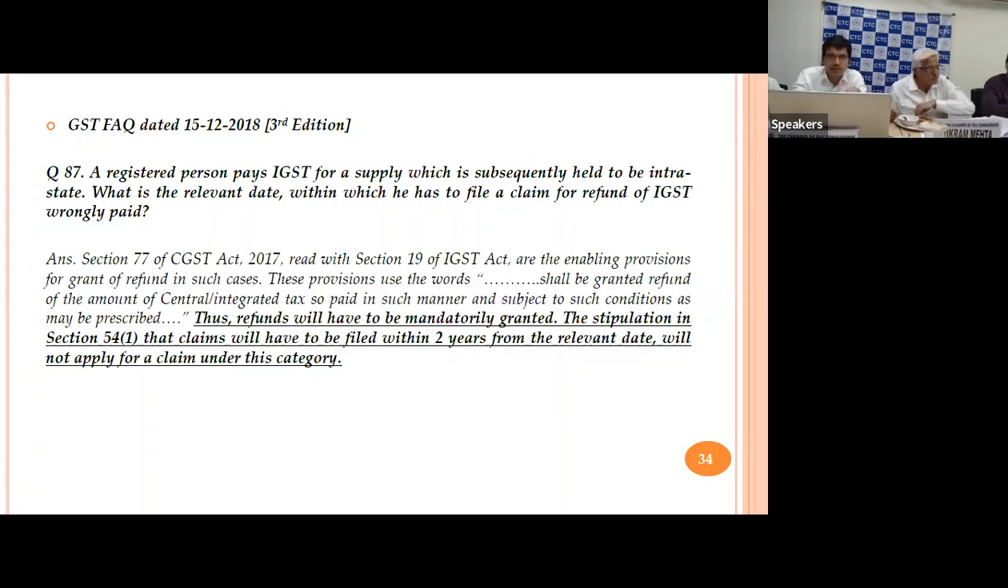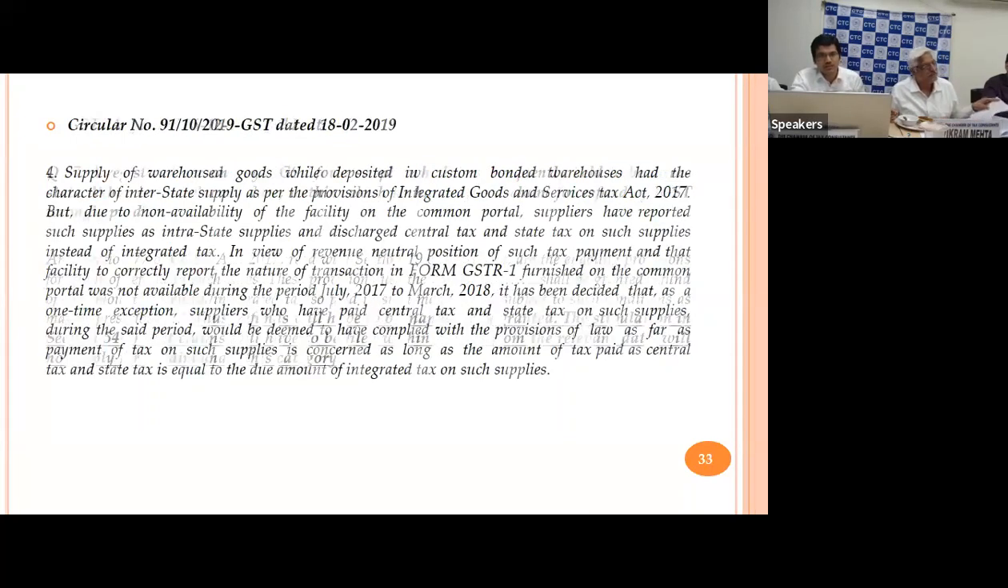There is one FAQ actually, which is dated 15/12/2018. In that, they are saying that the time limit will not apply at all. The law will prevail, the circular will not prevail. So this is an FAQ. So no backing, not even a circular. But having said that, of course, you will be able to get the refund. So that will not be a problem.